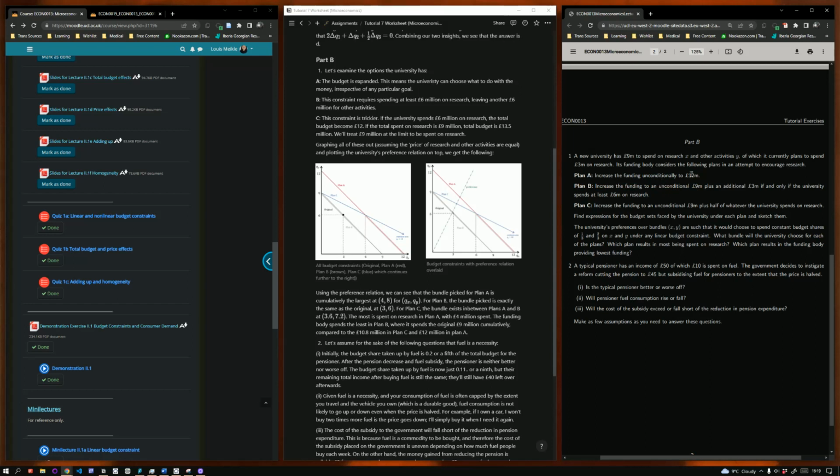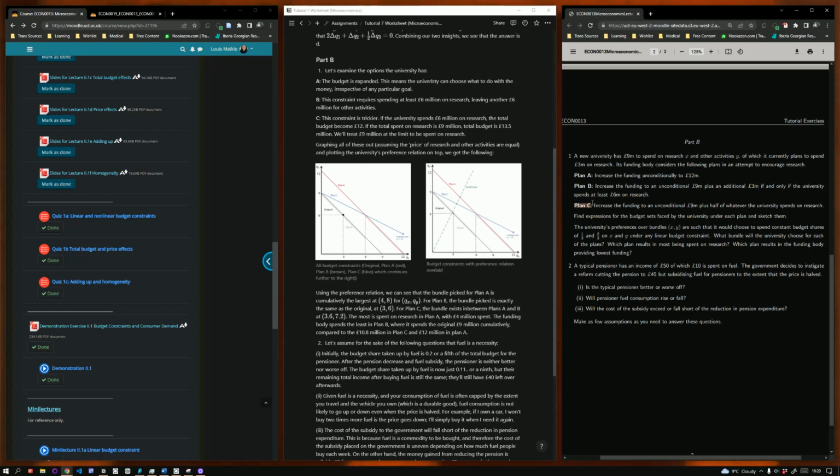I should probably explain that unconditional means there's no cap on what you need to spend, and conditional means there is a specific cap or restraint on how much you're spending, or something like that. That's how we get unconditional and conditional demand functions, but that's a story for another time. Anyways, the next plan is to increase the funding to an unconditional 9 million plus an additional 3 million if and only if the university spends at least 6 million on research. So, if the university spends 6 million on research, they get an extra 3 million. Okay? Good stuff.